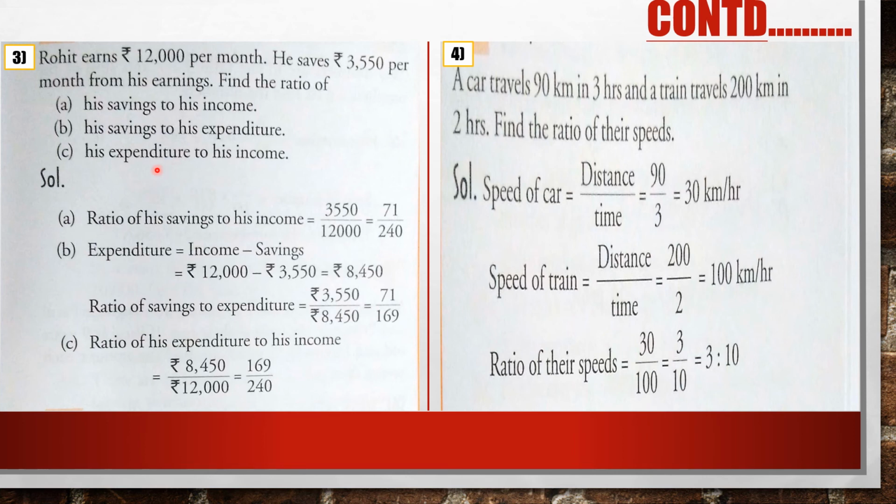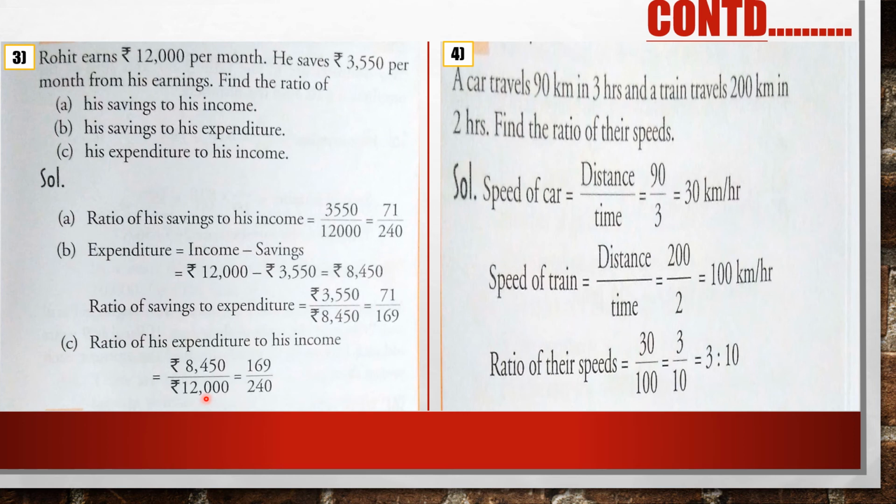Question C. Find the ratio of his expenditure to his income. Ratio of his expenditure to his income is equal to rupees 8,450 divided by rupees 12,000. Rupees gets cancelled, 0 gets cancelled. We have 845 divided by 1200. Find the simplest form of 845 divided by 1200.